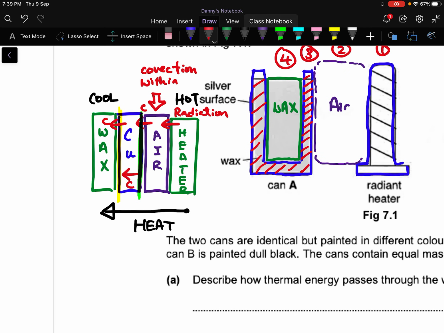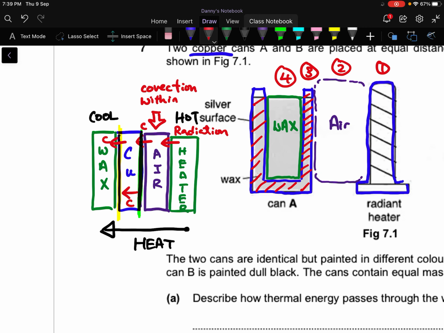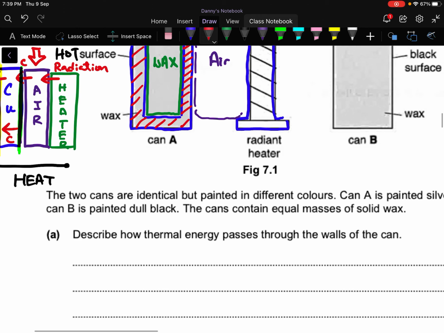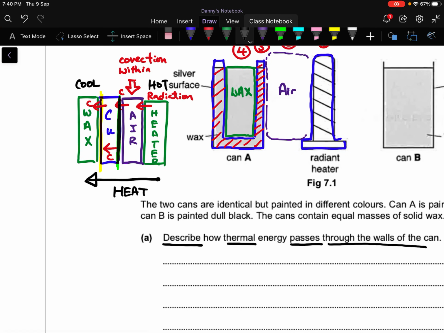So by just forming this hamburger diagram, I'm very clear what is the heat transfer method that I need to mention over here. Then the next thing is, I will need to look at the question and see what the question wants to focus on. So let's see. He wants me to describe how thermal energy, that means heat, is being transferred through the walls of the can. So through the walls of the can, that means he wants me to focus on this blue layer of the hamburger.